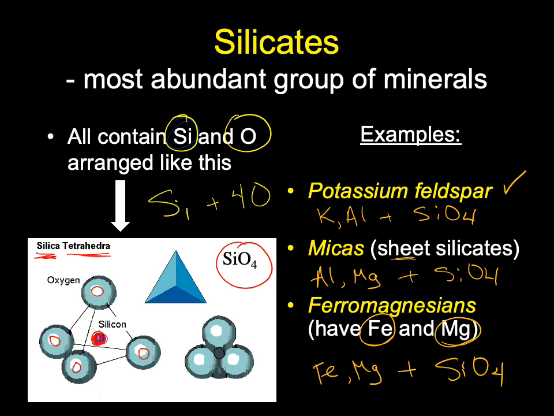So think of it this way. Silicate minerals have to have the same basic SiO4 ingredient. They have to have the silica tetrahedron. But all we have to do is add a little bit of different ingredients and we can make different flavors of silicates.